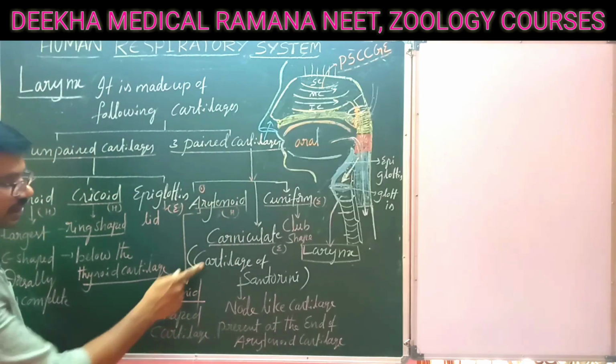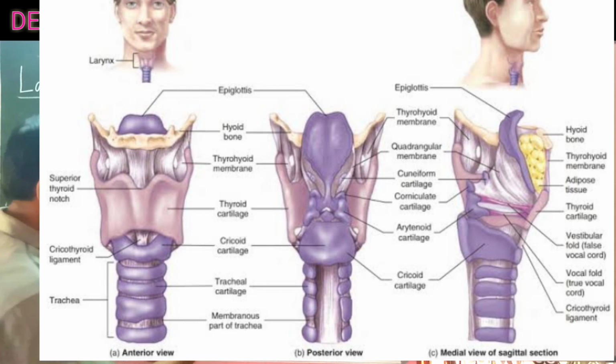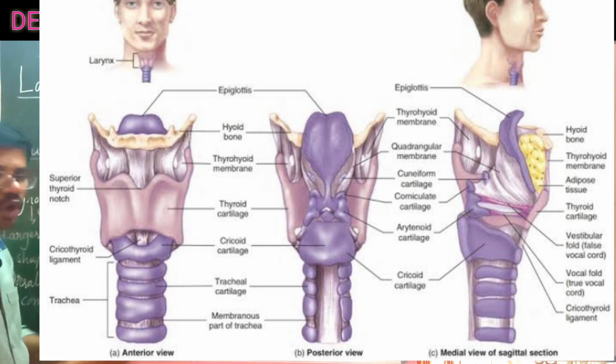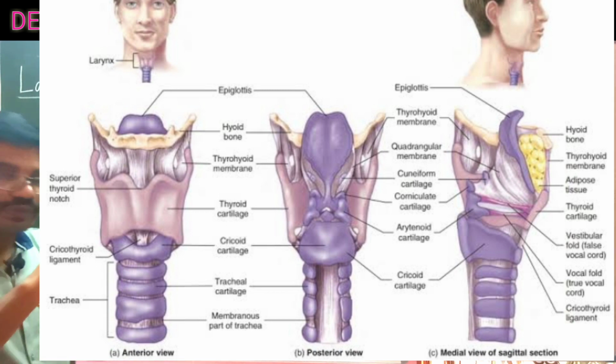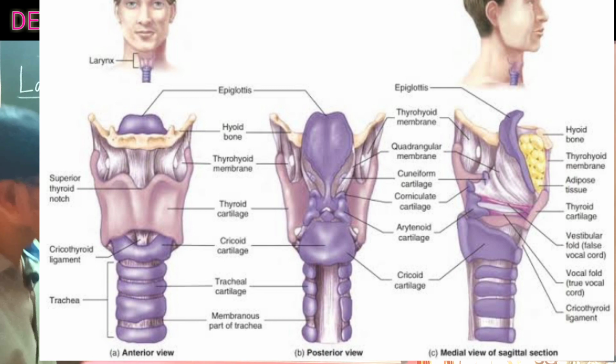Okay, next one is the corniculate cartilage. It is made up of elastic cartilage. It is also known as the cartilage of Santorini. Very important, this they have introduced in our SCRT also. These are paired cartilages. It is knot like, knot in the sense a thread, if you tie it, it looks like a knot. It is present at the bottom of the arytenoid cartilage.